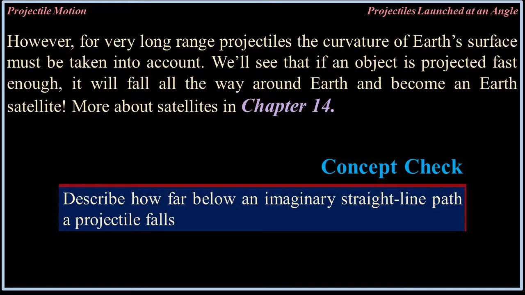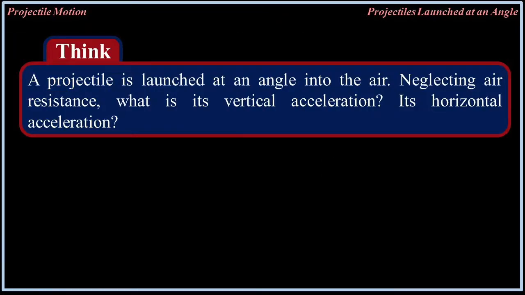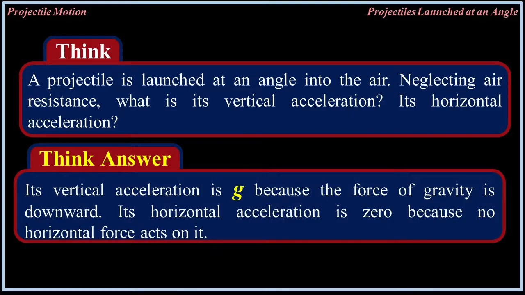Describe how far below an imaginary straight line path a projectile falls. Think. A projectile is launched at an angle into the air. Neglecting air resistance, what is the vertical acceleration? What is its horizontal acceleration? A point to ponder. Its vertical acceleration is g because the force of gravity is downward. Its horizontal acceleration is 0 because no horizontal force acts on it.